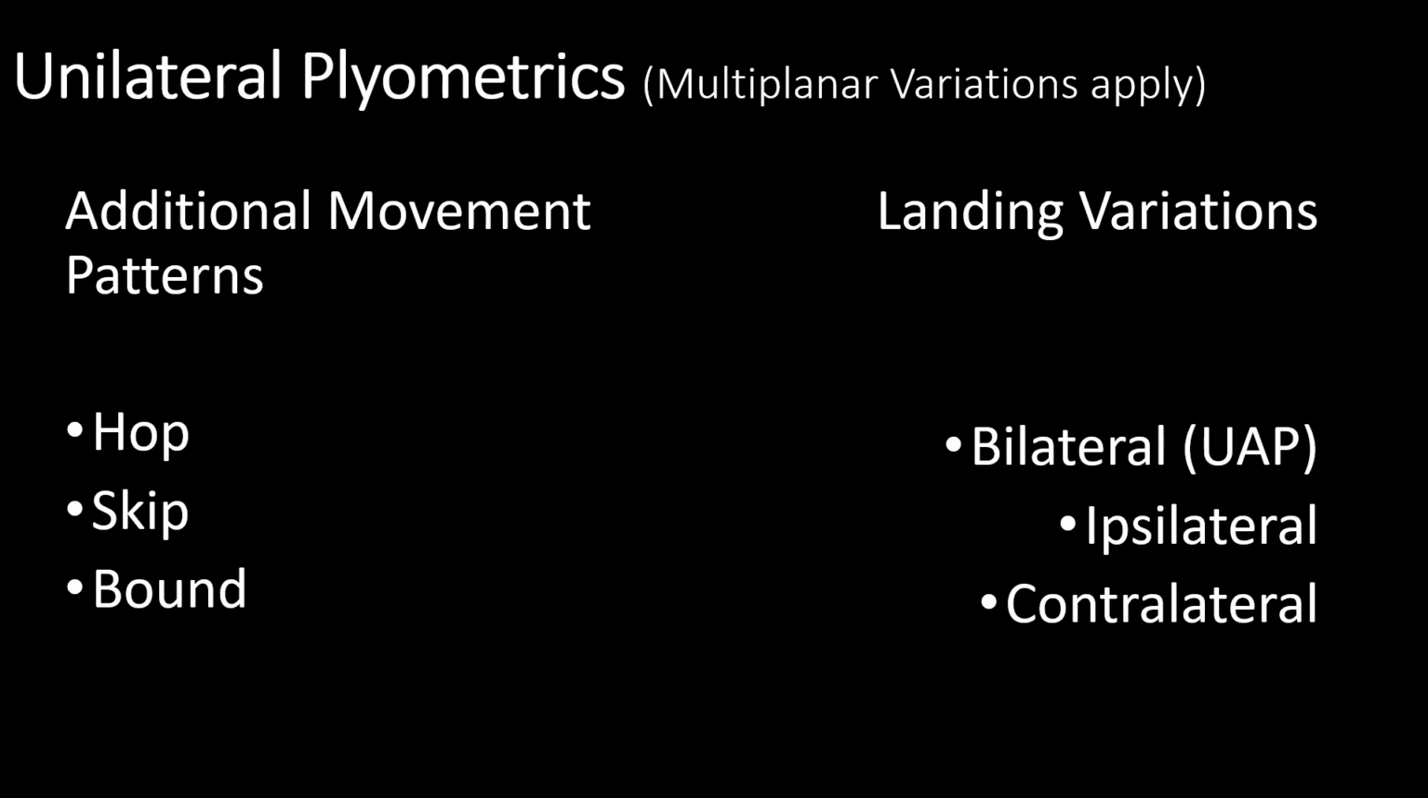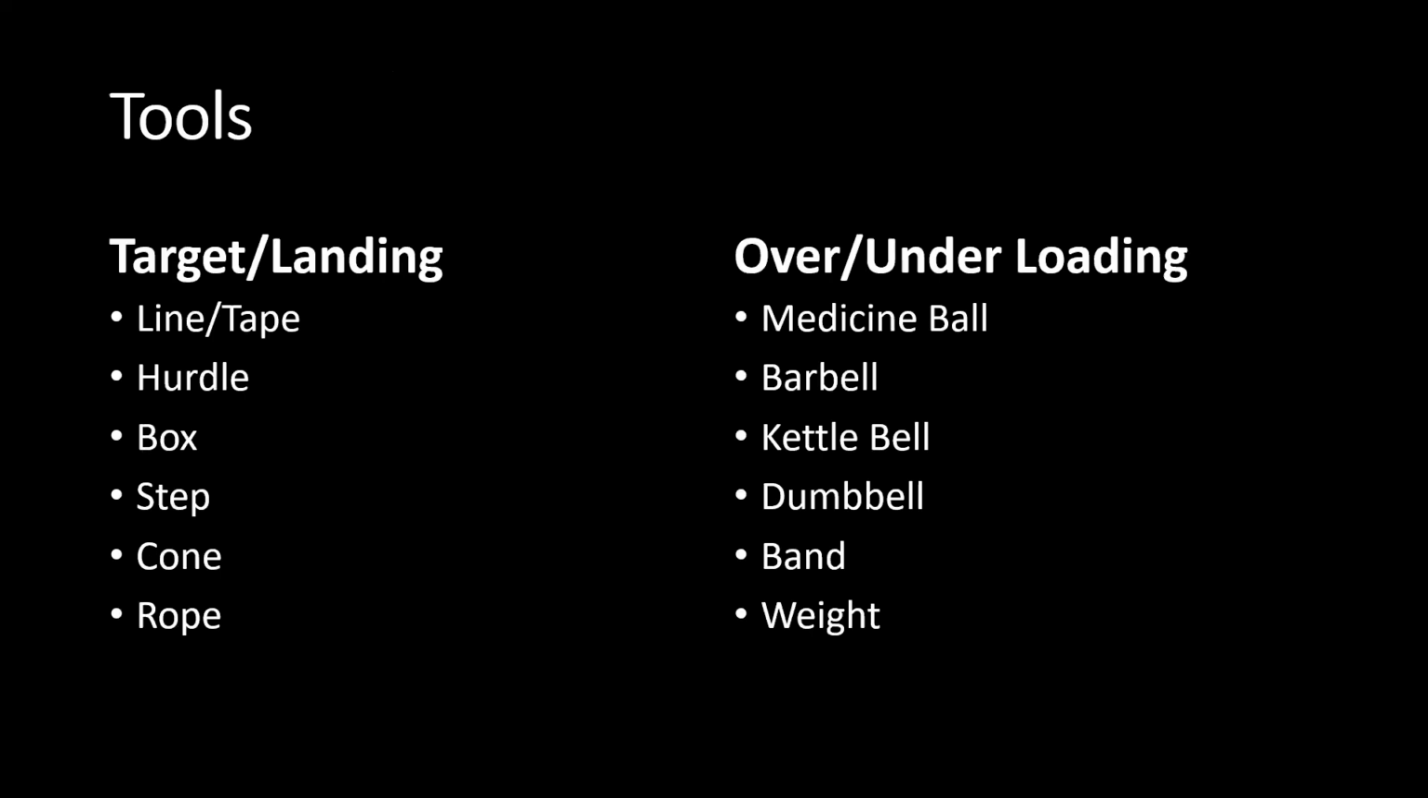So we can always combine and mix and match based on the needs of the sport, the needs of the athlete. And then we can start getting creative with our different tools. You can do things that are pretty simple. You can use targets or landing targets. So you can put a line on the ground. You can use tape. You can use hurdles, boxes, steps, cones, ropes.